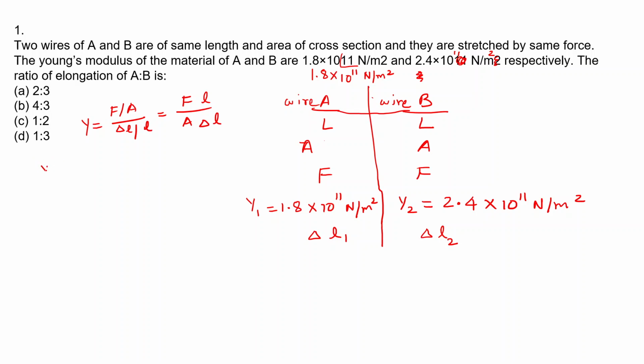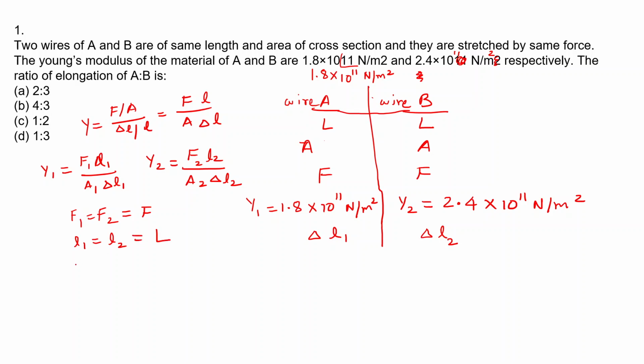Using this, Y1 will be F1 L1 divided by A1 delta L1, and Y2 will be F2 L2 divided by A2 delta L2. But we know that for both the materials the original length is same, the area of cross section is also same, and the force that I have applied is also same. So the force on both wires I can call F, their original length is L, and their area of cross section I can denote by A.